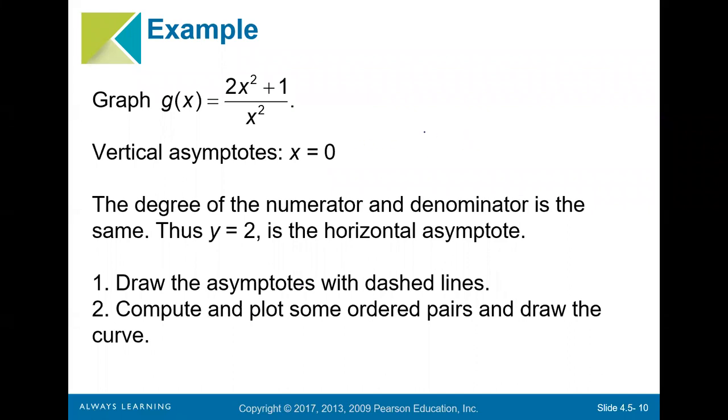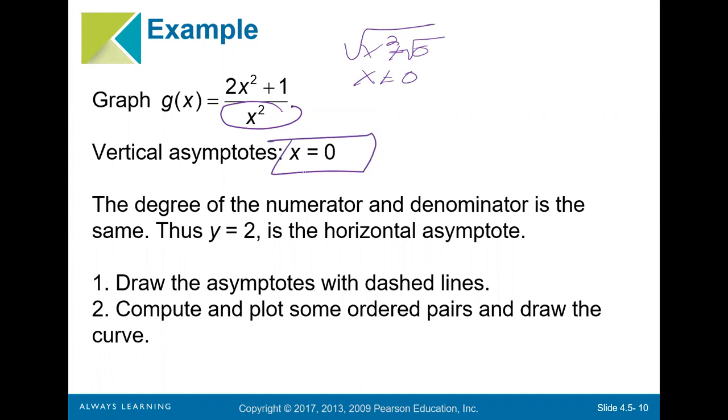This one said, what is the vertical asymptote? Well, again, we look at the denominator, set it not equal to 0, and solve. That means we take the square root of both sides. Well, 0 squared is just 0. That means x can't equal 0. Then that means x equals 0 is the vertical asymptote.